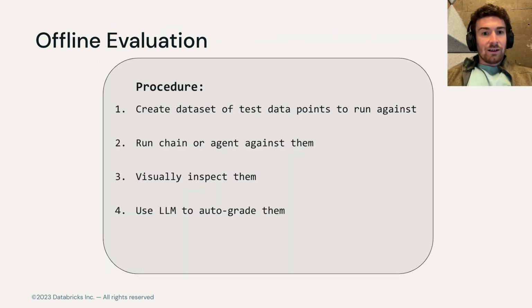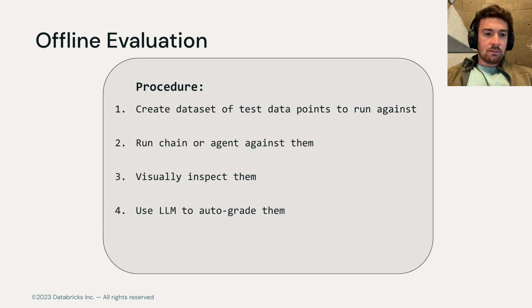But first, offline evaluation. So the main way to evaluate chains and agents in an offline manner is create a data set of test points to run against. You then run the chain or agent against them. You then visually inspect them. So you can look at the inputs and outputs overall at each step, see how it's doing. And then that's not really scalable, of course.